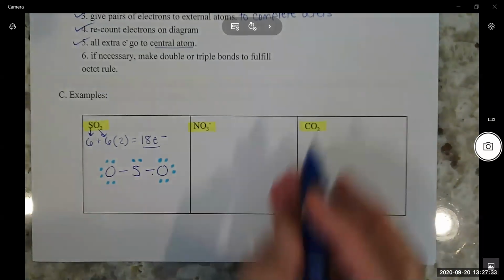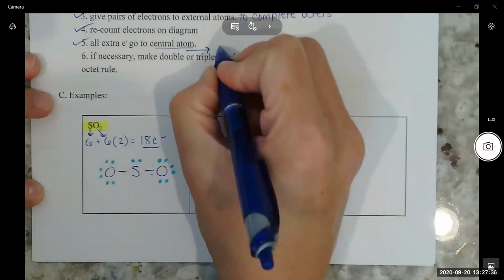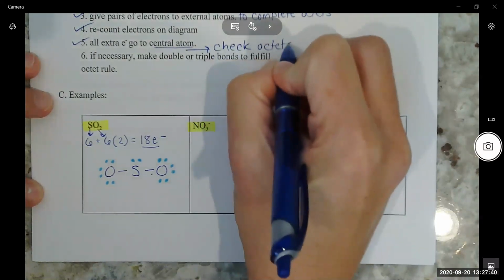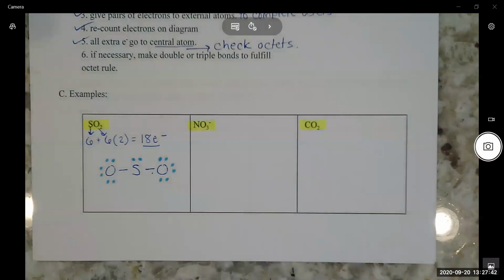The next thing you need to do, we're going to just add this. This is actually in between steps 5 and 6, would be part of step 6.